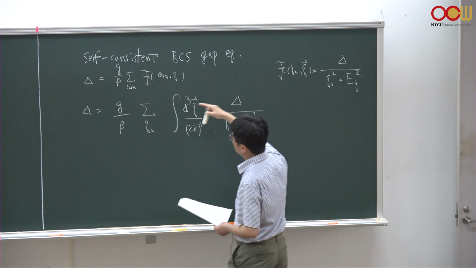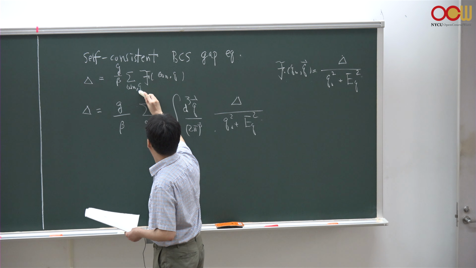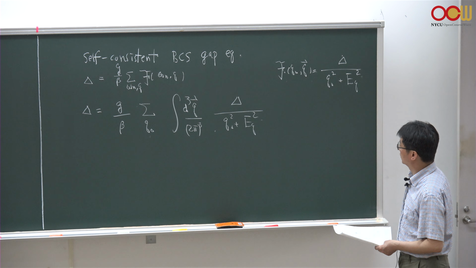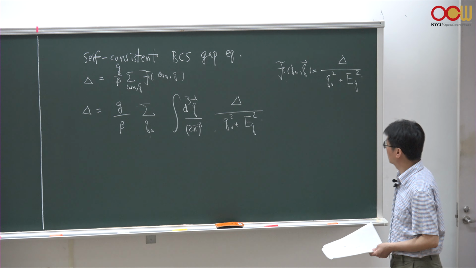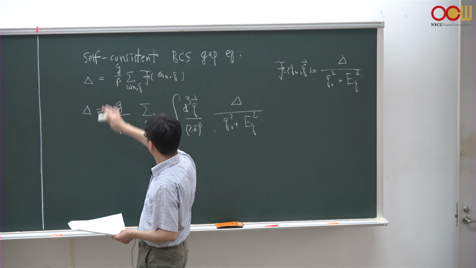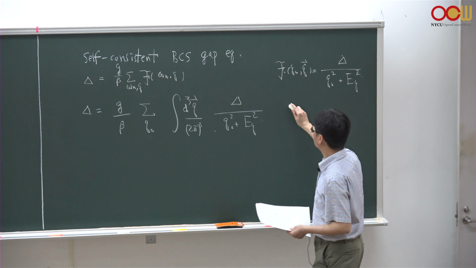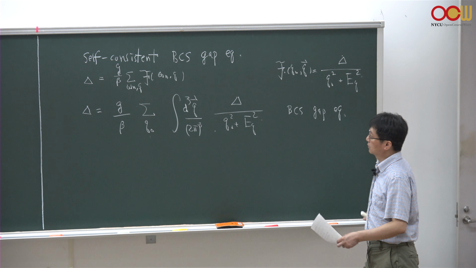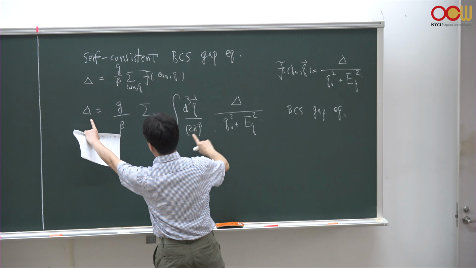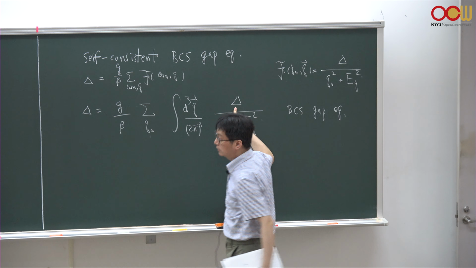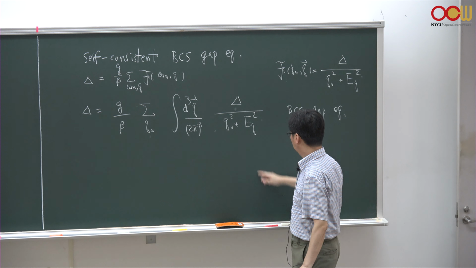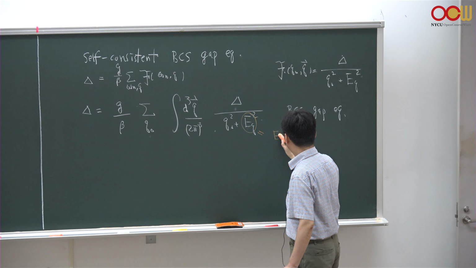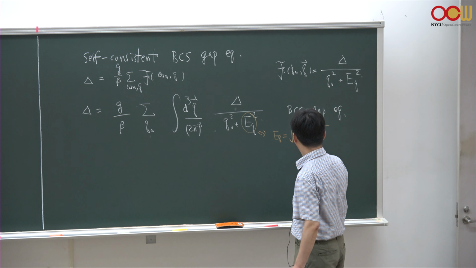So the gap is nothing but the sum over Matsubara frequency and momentum vector q of this off-diagonal Green's function f multiplied by this coupling constant g. And this is called the BCS gap equation. This is a so-called integral equation because on the left-hand side and right-hand side of the equation, you get delta appearing, and also delta is hidden in this Bogoliubov excitation spectrum. Remember, this E of q is given by this.